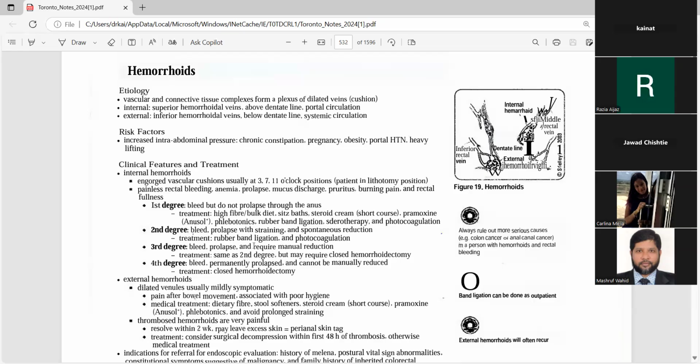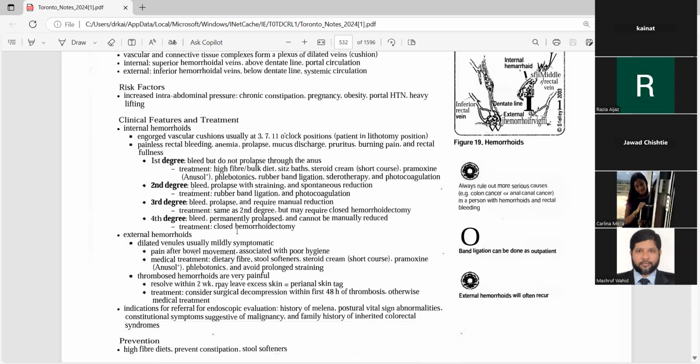So on the basis of the history, if it's a second one, then you have to refer. Third one, prolapse and require a manual reduction. So in this case, it is basically the same as the second and maybe needs a closed hemorrhoidectomy. Fourth one, prolapse and cannot be reduced or manually reduced. So closed hemorrhoidectomy. External hemorrhoid is basically dilated venules and usually might be asymptomatic.